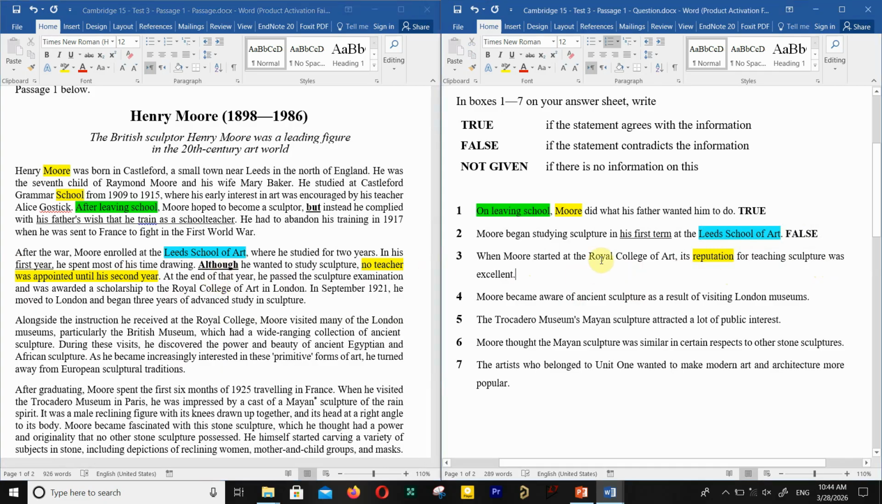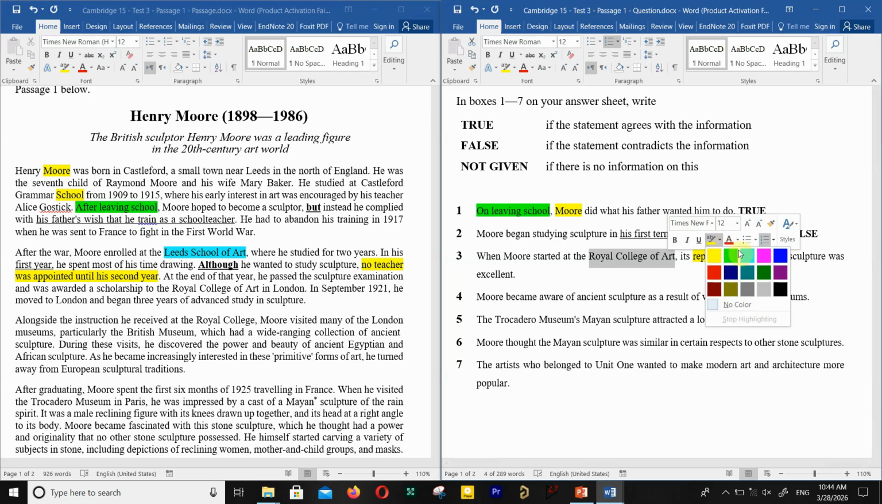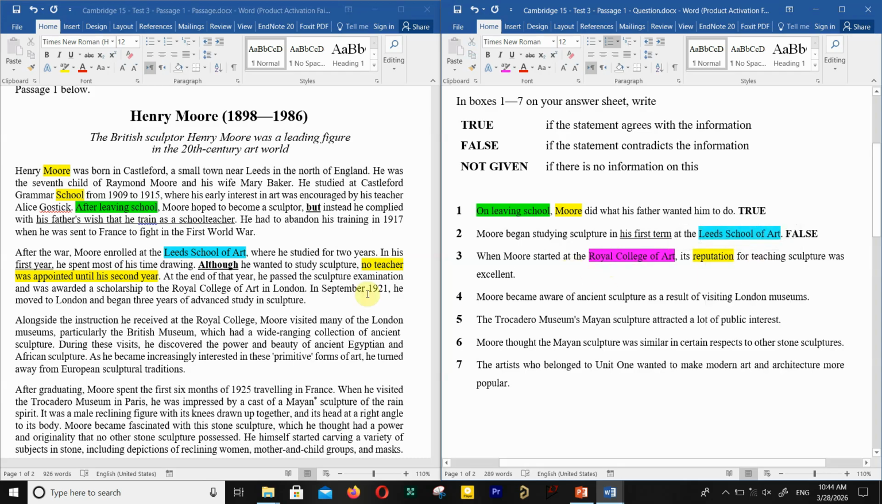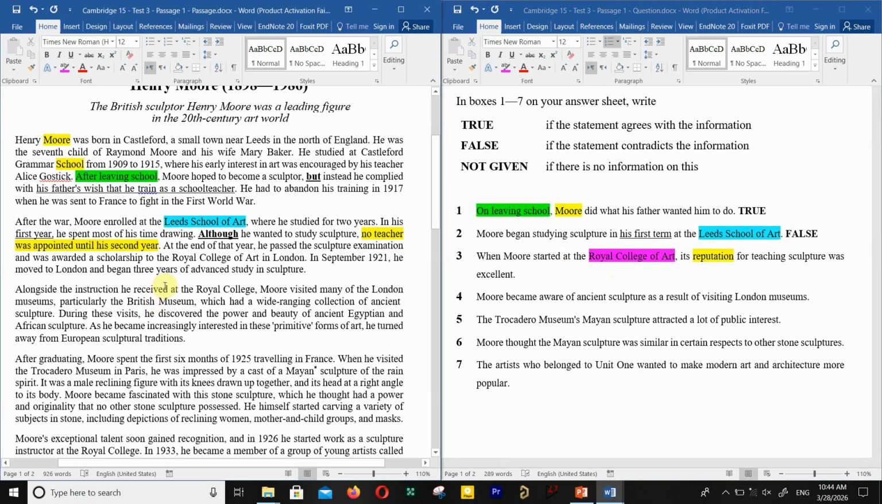So, the Royal College of Art is important to notice at the beginning. Royal College, where is it? Here, Royal College of Art. Here, Royal College.